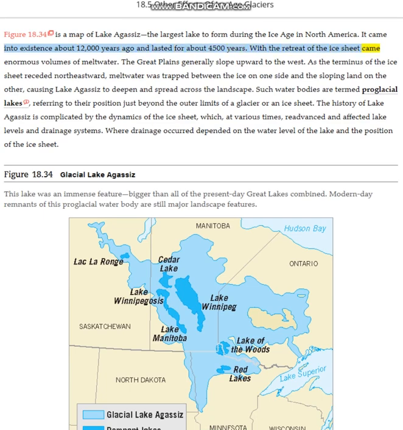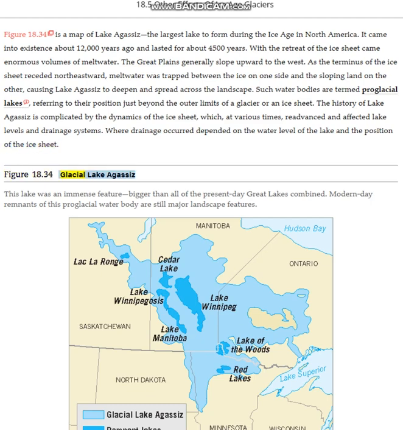With the retreat of the ice sheet came enormous volumes of meltwater. The Great Plains generally slope upward to the west. As the terminus of the ice sheet receded northeastward, meltwater was trapped between the ice on one side and the sloping land on the other, causing Lake Agassiz to deepen and spread across the landscape. Such water bodies are termed proglacial lakes, referring to their position just beyond the outer limits of a glacier or an ice sheet. The history of Lake Agassiz is complicated by the dynamics of the ice sheet, which, at various times, re-advanced and affected lake levels and drainage systems. Where drainage occurred depended on the water level of the lake and the position of the ice sheet.